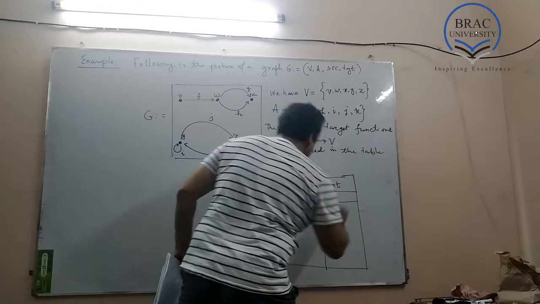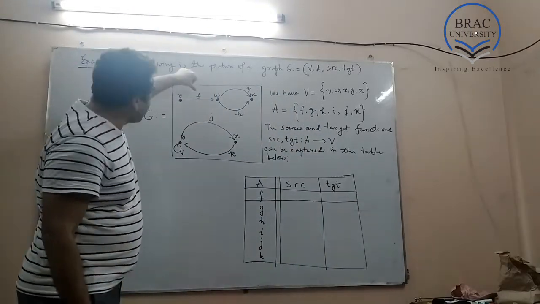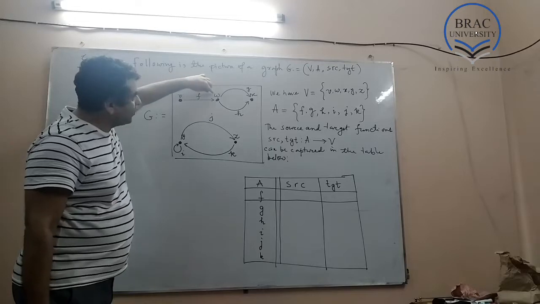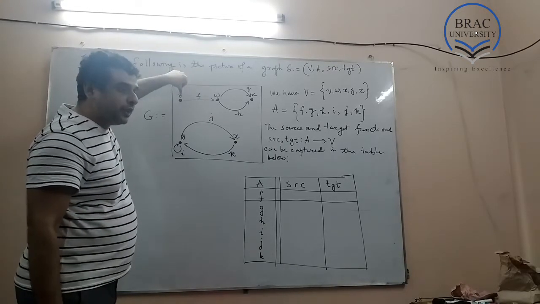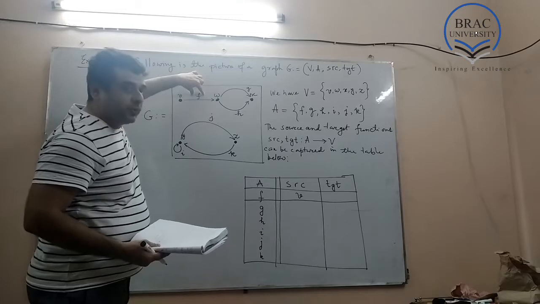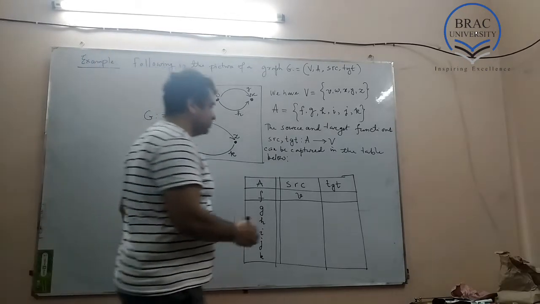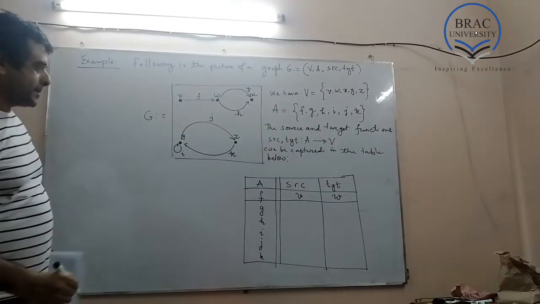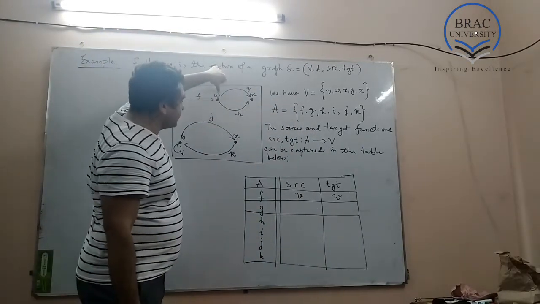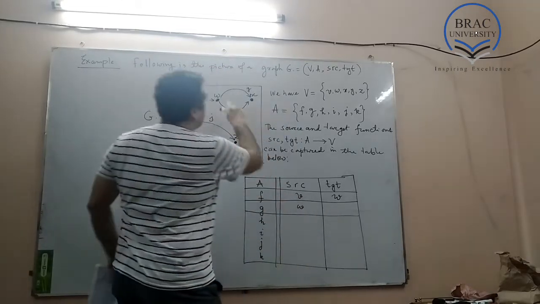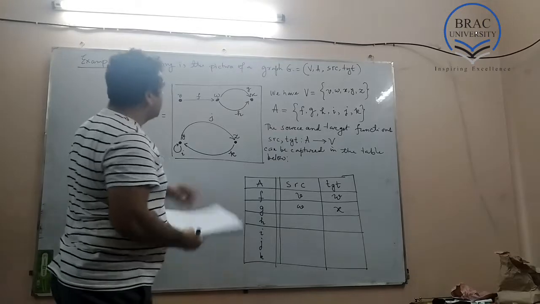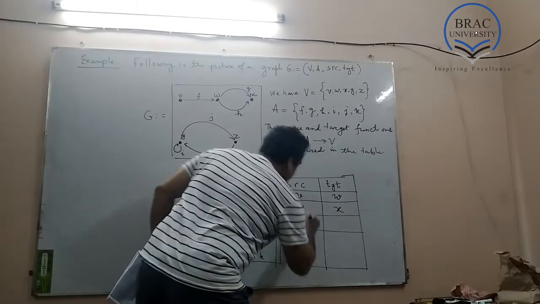For the first function F, what is the source of this function F? See this diagram, and see that F starts from B and ends at W. So the source of F is this vertex B, and the target of this arrow is W. What about G? G is another arrow whose source is W and whose target is X. H is another arrow whose source is W and target is X.